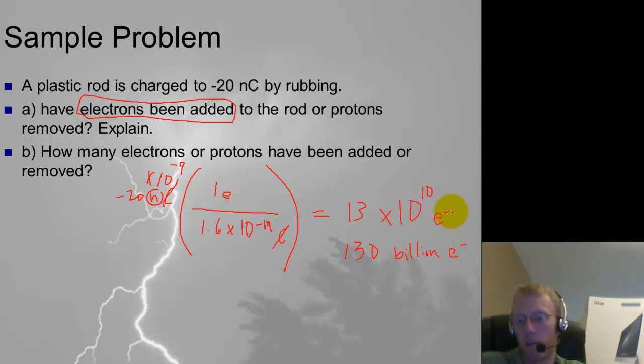Electrons. And if you don't want to write out electron, you can do e with a little minus sign, almost as an exponent, e negative. That means electron. And then e positive means proton, although it's not as commonly used because it could also be positron. But e minus is definitely electron. So we've added about 130 billion electrons to this rod if it has a charge of -20 nanocoulombs. And I can tell you that's pretty small. -20 nanocoulombs is quite a small amount of charge. Yet it's still 130 billion electrons. So the amount of actual movement that we're talking about is massive.